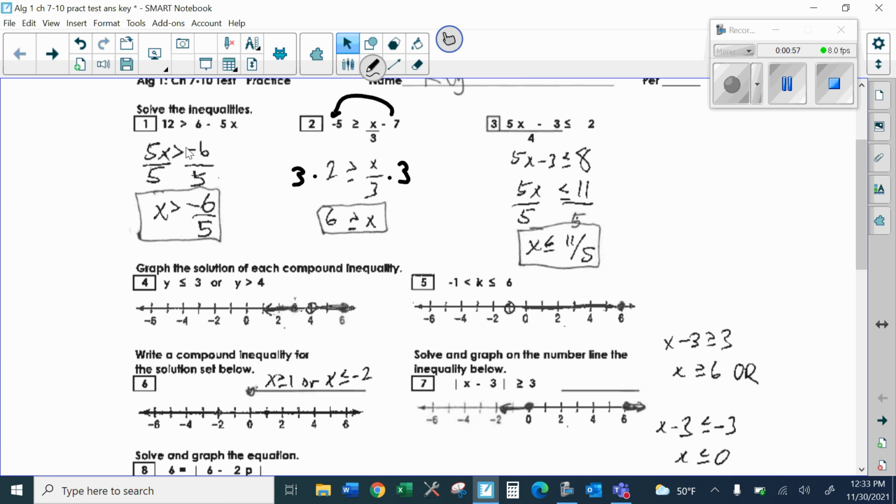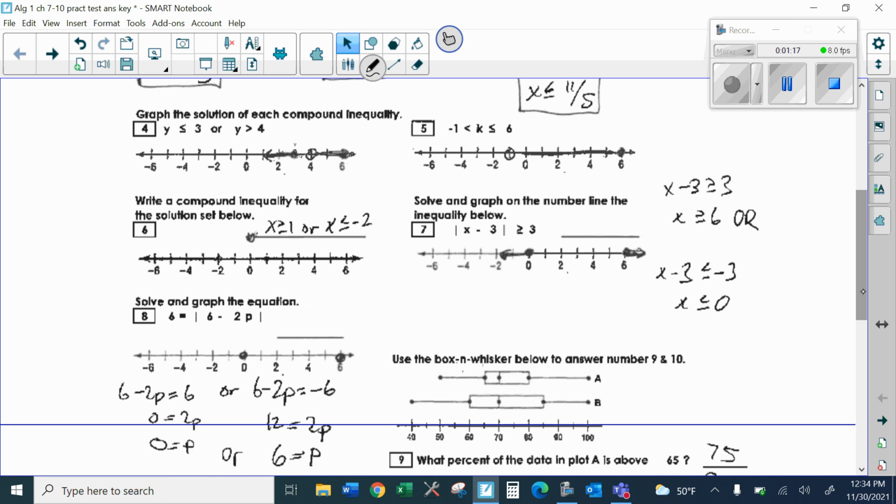Number three, again, the coefficient is positive, so I'm going to leave it there. Multiply by 4 on both sides. Okay, so 5x minus 3 is less than or equal to 8. Add the 3 across, 11, and last step, divide by 5. Again, I'm dividing by a positive, so I do not switch the inequality signs.